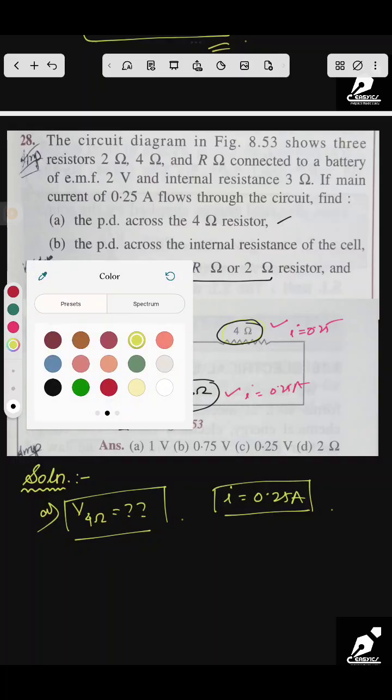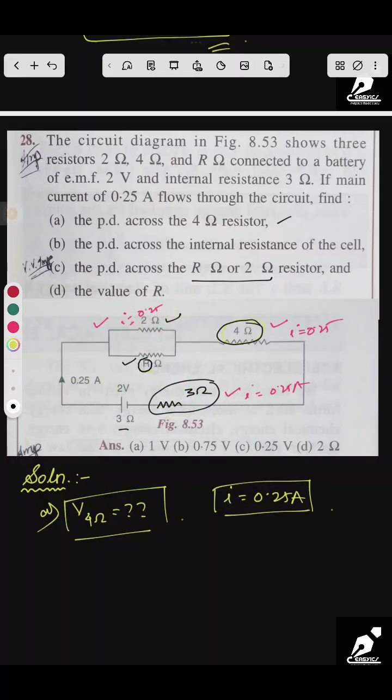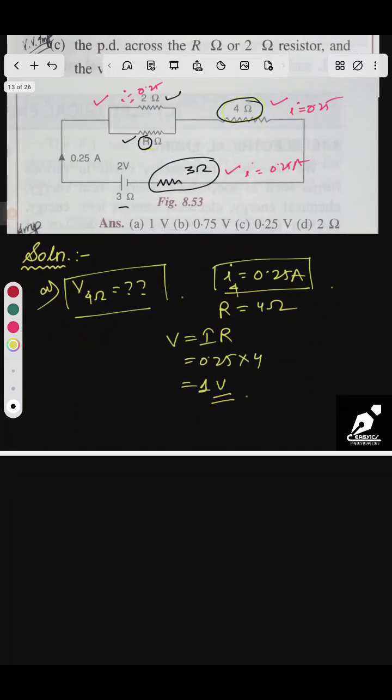So I got that current in the 4 ohm resistance will be what? 0.25 only. Resistance is given as 4 ohm. You can easily calculate the potential using Ohm's law. V is equal to IR. I is 0.25. Resistance is 4. The answer will be 1 volt. Clear?